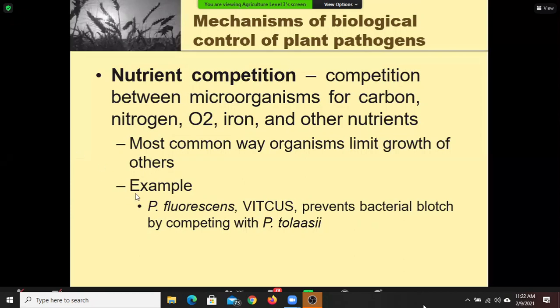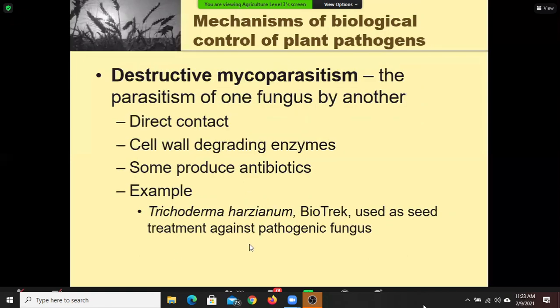You can see here Pseudomonas fluorescens. This is a beneficial bacterium. This prevents bacterial loss by competing with, you can see here, Pseudomonas tholaci. You know, Pseudomonas fluorescens is beneficial. On the other hand, Pseudomonas tholaci is harmful. You know, there are variations within the same species. There might be some bacteria which are beneficial, and there are some which might be harmful. And this is one example of this.